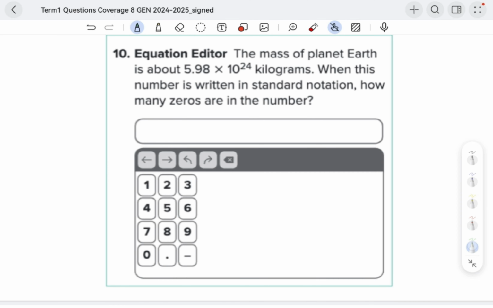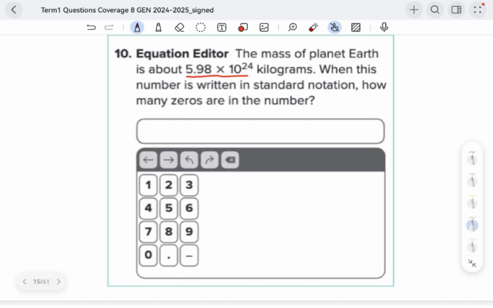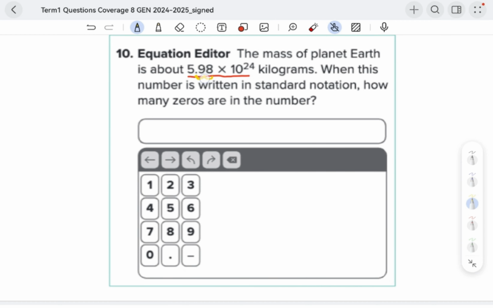Okay, let's go for question number 10. The mass of planet Earth is about 5.98 times 10 to the power 24 kilograms. When this number is written in the standard notation, how many zeros are in the number? Okay, so if we want to convert this number to the standard form, move the decimal point 24 steps to the right. First, we're going to move it 2 steps to the right till the decimal point here, then we're going to add the zeros. So we're going to subtract 2 from the exponent, it will be 22.